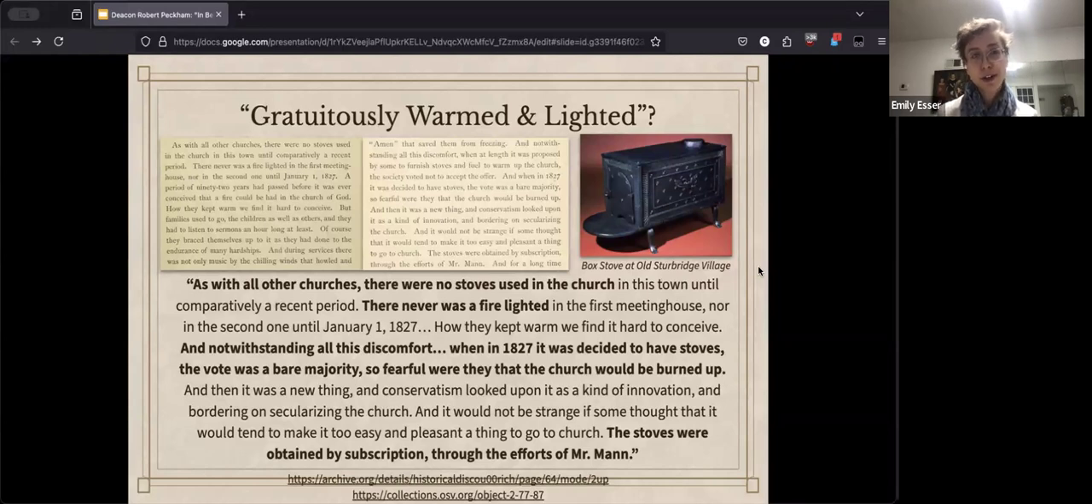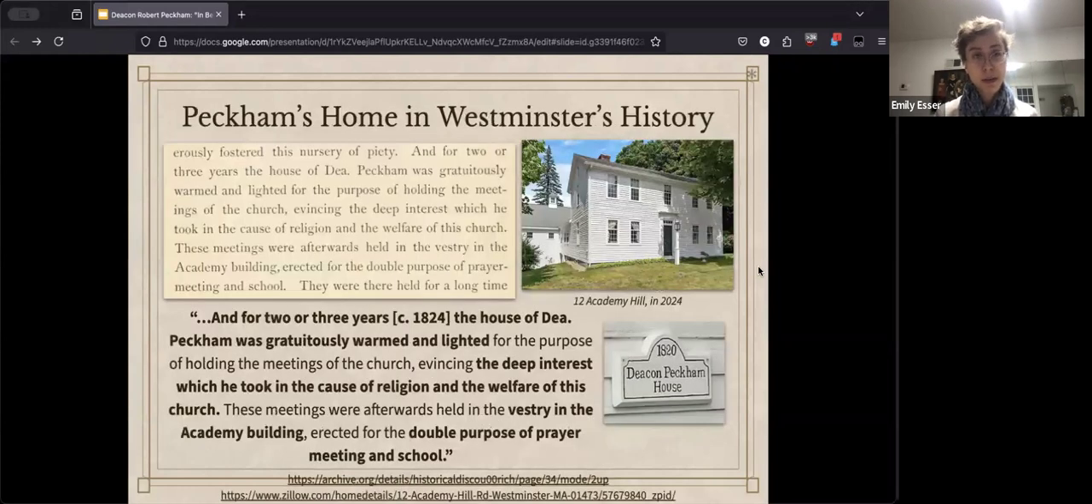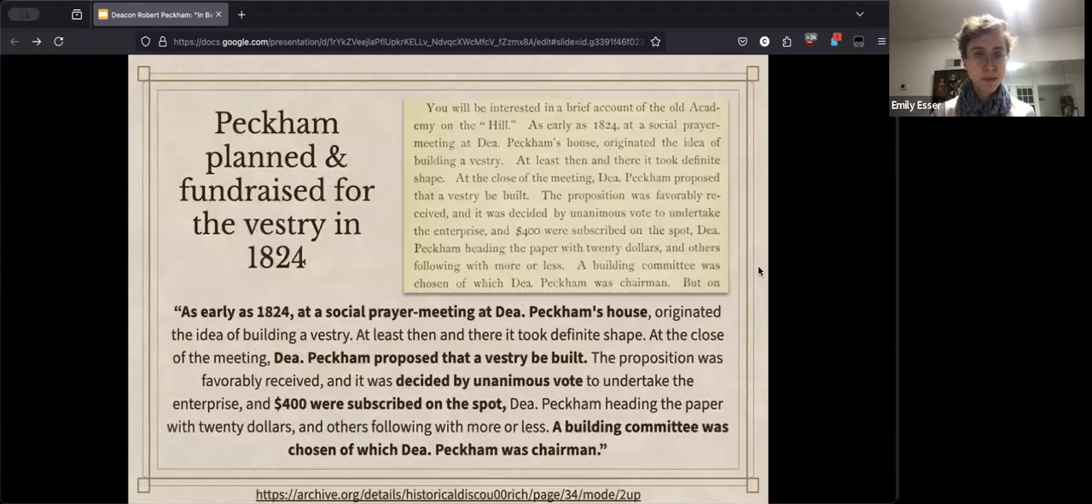It was actually controversial when they introduced the stove. So Peckham was actually ahead of his time by heating his house for church meetings. It's kind of extraordinary to think about. But there it is. And there's a little plaque, Deacon Peckham House.